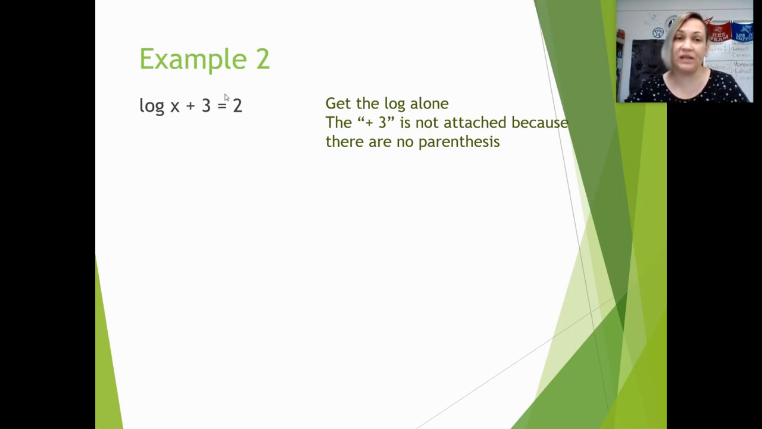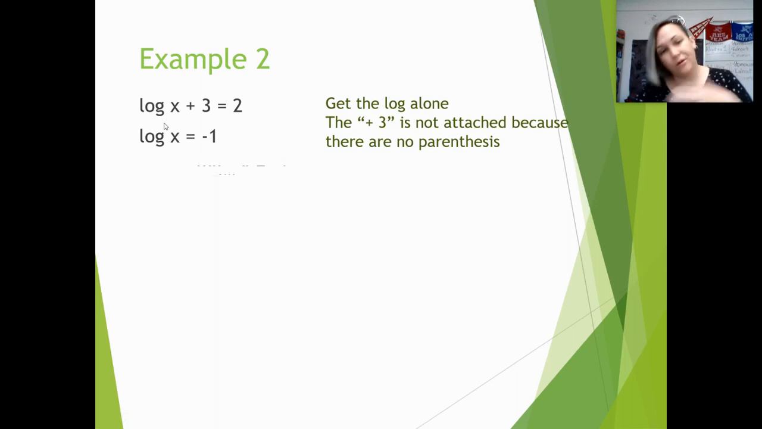So you do need to pay attention to the way that it's written. You want to be on the lookout for parentheses versus no parentheses. And we do need to get the log alone before we can wheel it out and make it an exponent instead. So I'm going to start by minusing the 3 to the other side. And so now my log with its x, right, because we're taking the log of x, is all by itself. So now I can do the wheel.